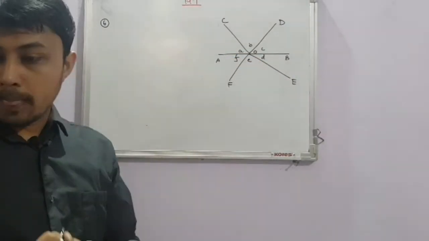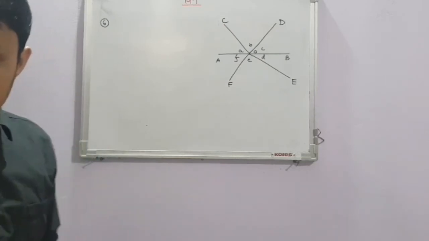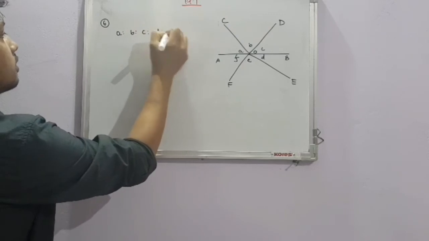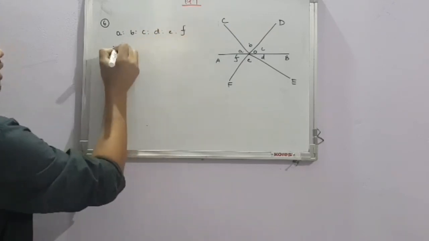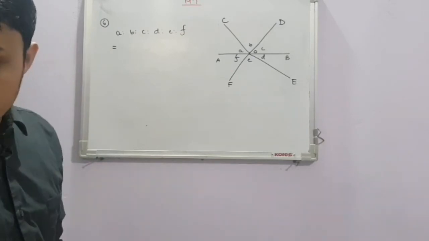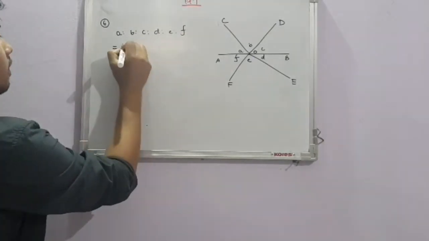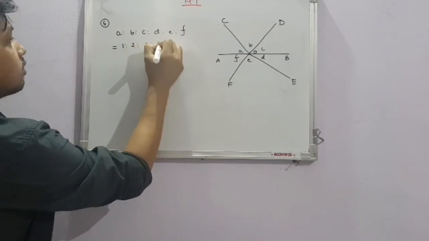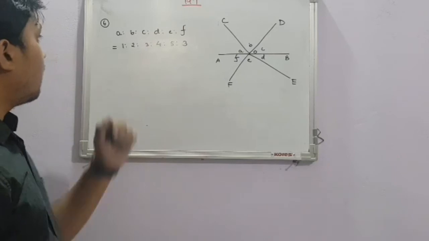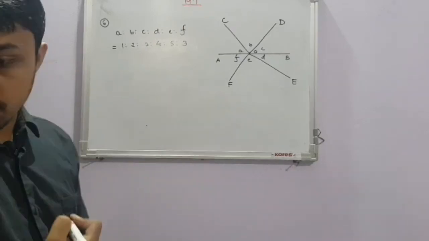So very good question. So what's given? Ratios are given. Okay, so what is the ratio? A is to B is to C is to D is to E is to F. This ratio is 1 is to 2 is to 3 is to 4 is to 5 is to 3. All right, 1 is to 2 is to 3 is to 4 is to 5 is to 3, not 6. Please be careful, right? Okay, you have to find all the angles.